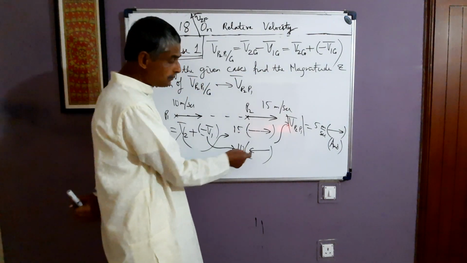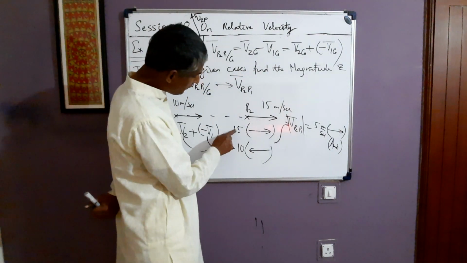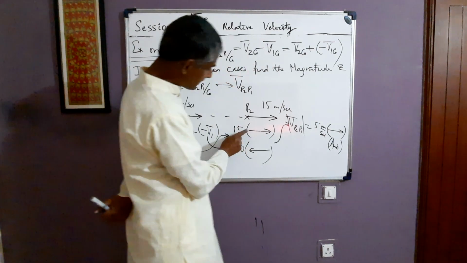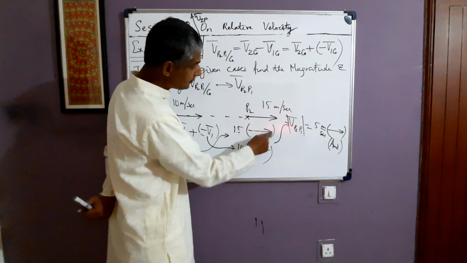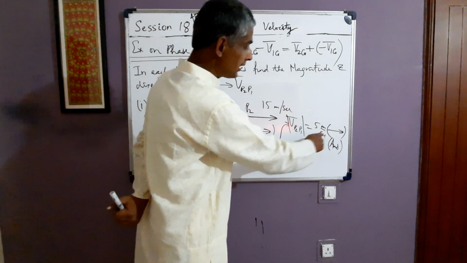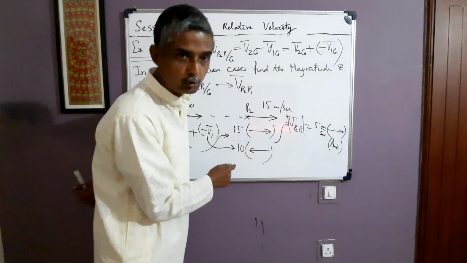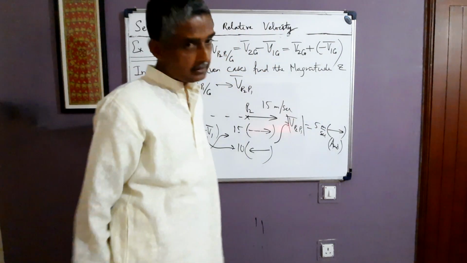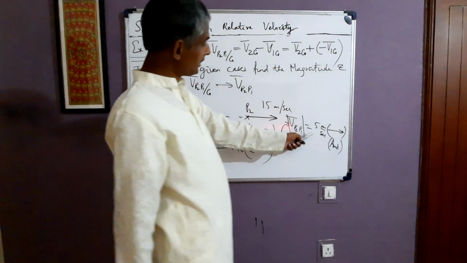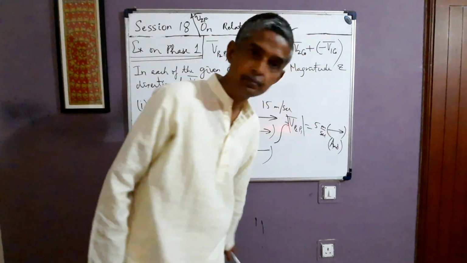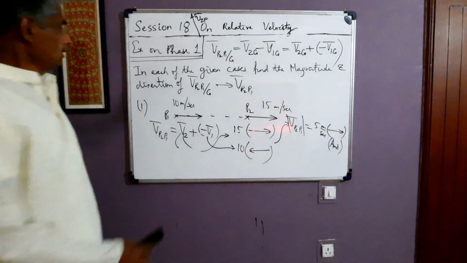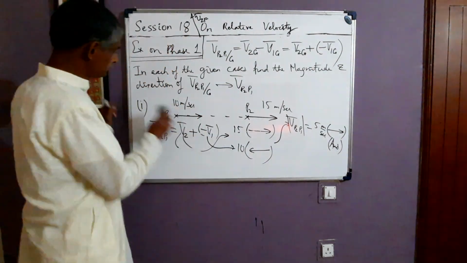They have the opposite direction. The magnitude of the resultant will be 15 minus 10, 5, and this has a greater magnitude. This is rightward direction, so the relative velocity also will be in the same direction as the vector of greater magnitude, that is rightward. Fine. So in the first case, Vp2P1 is 5 meter per second in rightward direction. So the first example I have discussed.